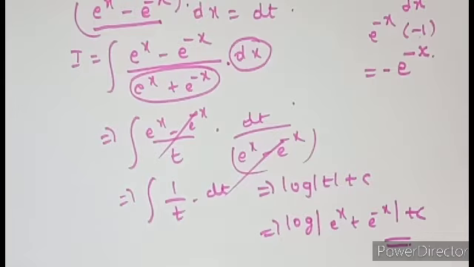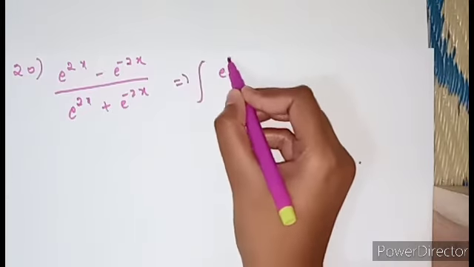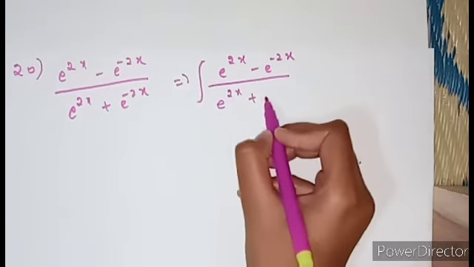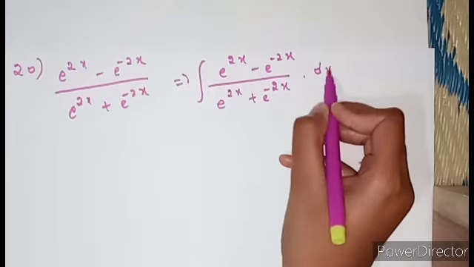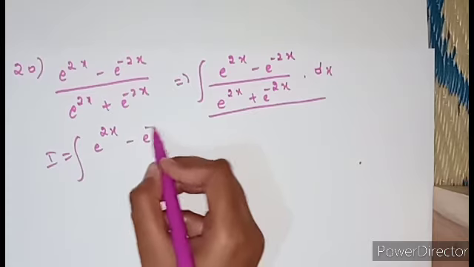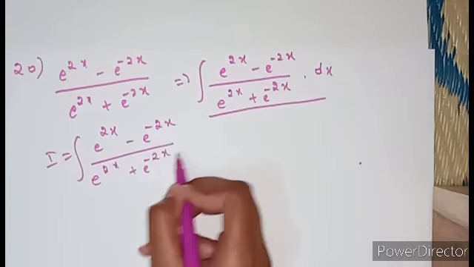I hope you understood this problem. Let's move on to the 20th question. So here comes the 20th question: e raised to 2x minus e raised to minus 2x upon e raised to 2x plus e raised to minus 2x. First take the integral of e raised to 2x minus e raised to minus 2x upon e raised to 2x plus e raised to minus 2x dx. Let us take this as I, equals the integral of e raised to 2x minus e raised to minus 2x upon e raised to 2x plus e raised to minus 2x dx.